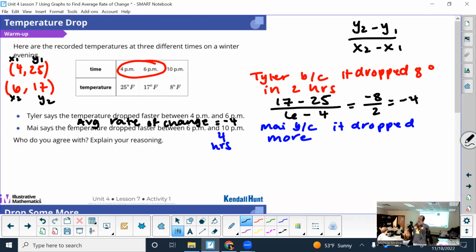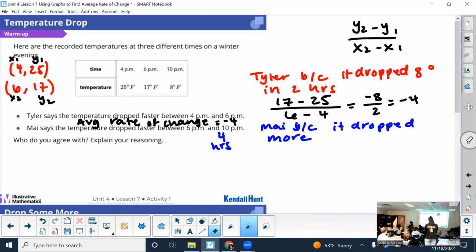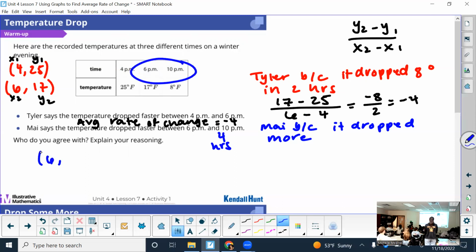Now let's compare that to May. So May's coordinates, I'll do in blue. She's looking at the 6 to 10 time frame. So what's the output for 6? What's the output for 10? Now, again, same thing. This time I'll try to use different colors so you can really see it. So X1, Y1. And the other X2, Y2, and plug it in.